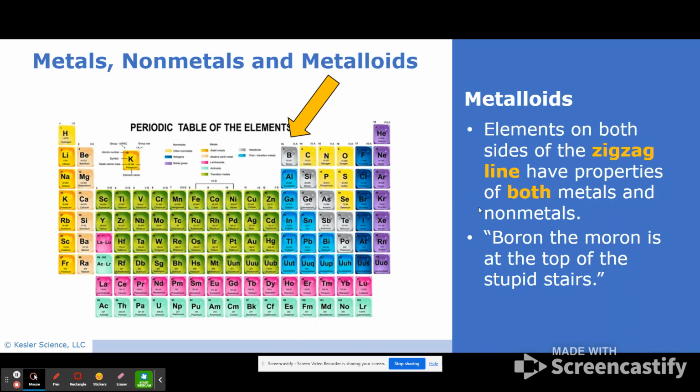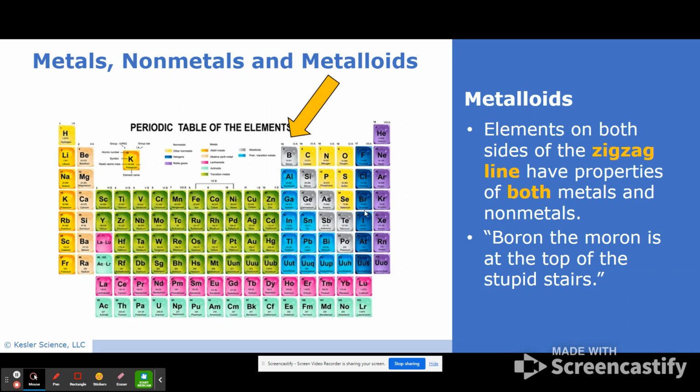All right. So now let's talk about metalloids. So boron, the moron, is the leader of the stupid stairs. It's the gray right here. They have elements on both sides of the zigzag line having properties of both metals and nonmetals. Boron, the moron, is at the top of the stupid stairs. So I like the fact that it's actually gray here. And the color coding, you can make these any colors you want. They just happen to make it gray.